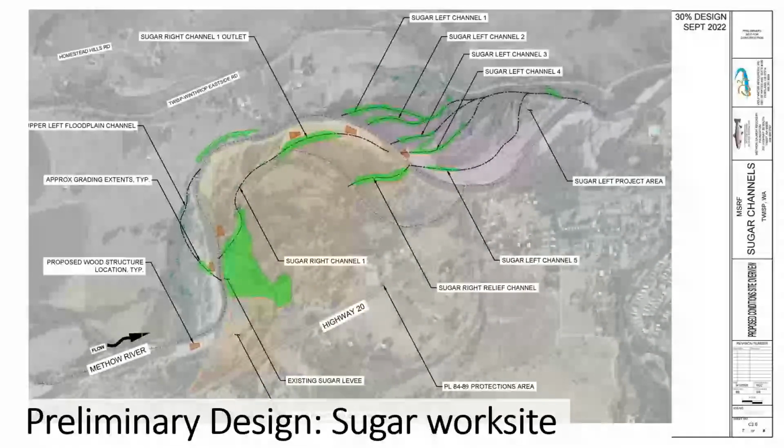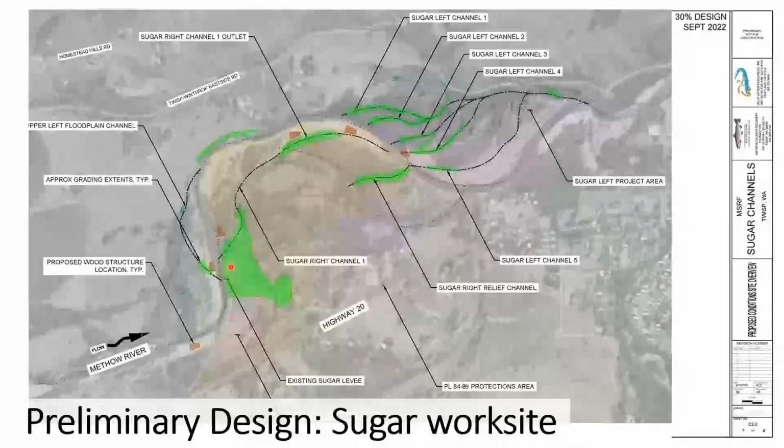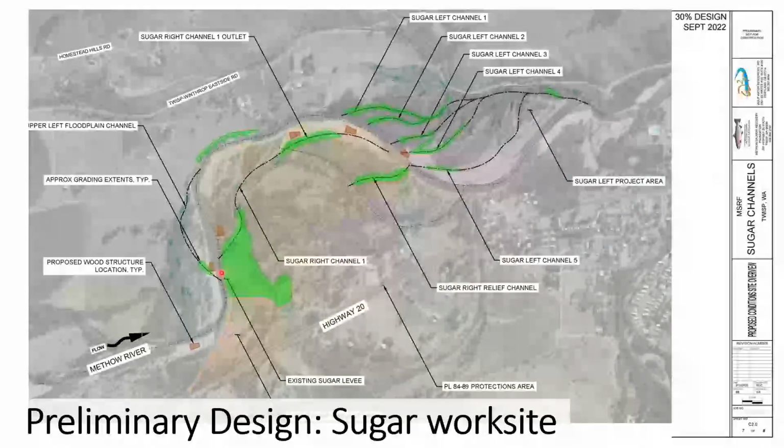So the channel, Sugar Side channel here, currently is a seasonal channel. We would be looking to promote a perennial flow through this channel, both through placement of large wood structures on left bank and right bank, and some selective grading. With the placement of the wood structure on left bank, we would be doing additional grading alongside that structure, which will increase subseasonal floodplain activation of this upper left floodplain area.